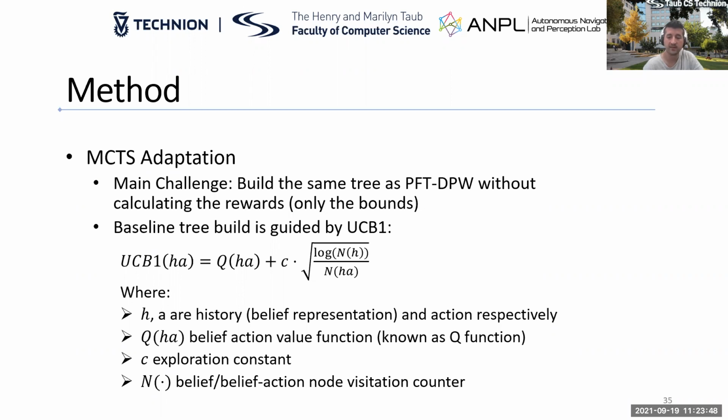The notations here are slightly different than before since we follow the literature notations. Here, H and A are history and action respectively, where the history is a representation for the belief. Q of HA is the belief-action value function, also known as the Q function. C is the exploration constant, which is a user-defined hyperparameter. N is the belief or belief-action node visitation counter. Since it is an iterative method, we keep track of how many times we've visited every node in the tree.